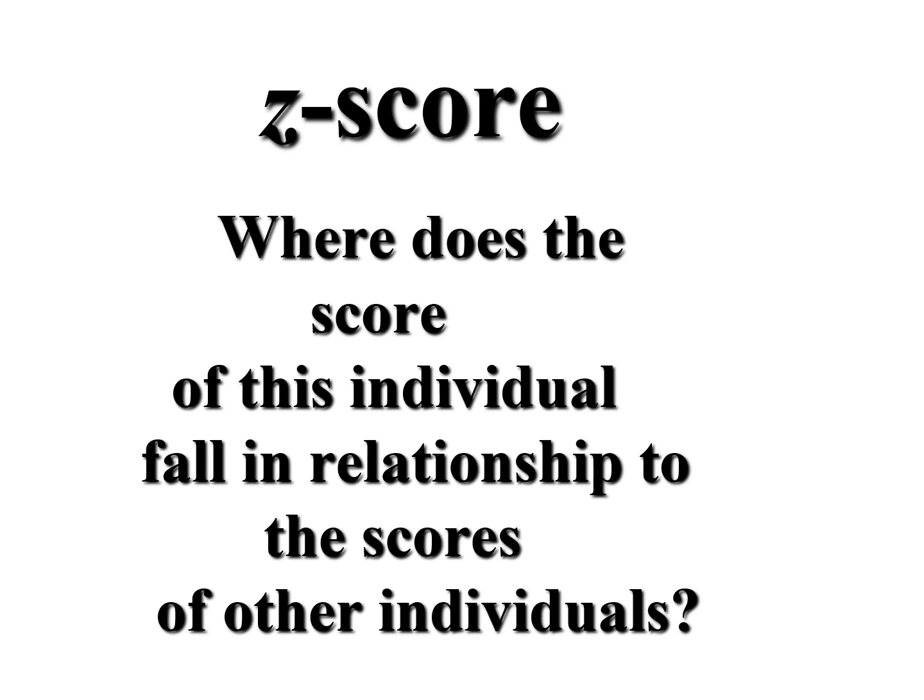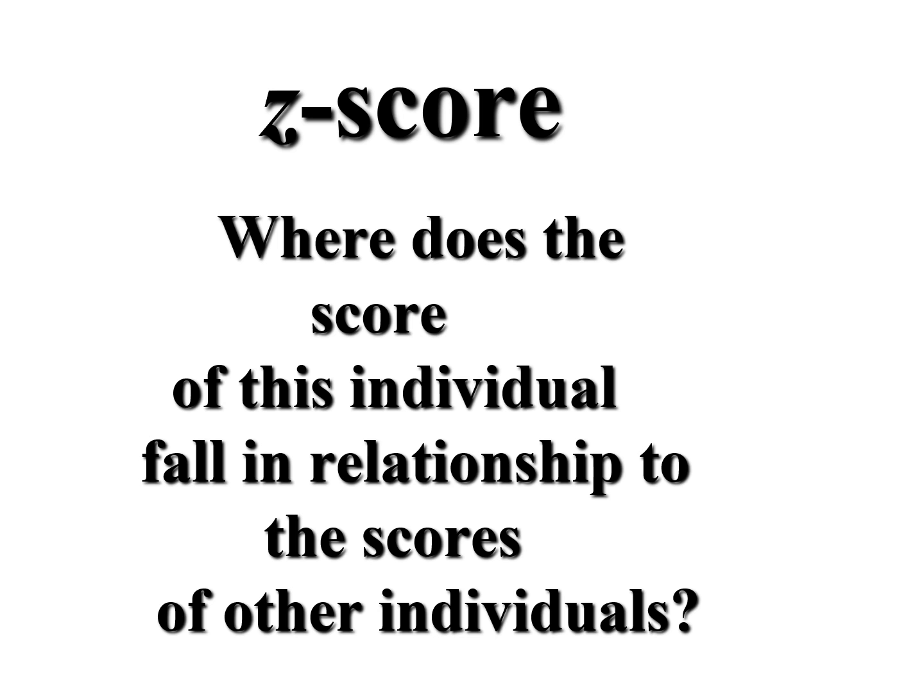A z-score tells us this. Where does the score of this individual fall in relationship to the scores of other individuals? For example, if an individual has a z-score of 0, we know that their score falls right in the middle of the scores of other individuals. Their score is average. If an individual has a z-score of 2, we know that their score falls very high in relationship to the score of other individuals. And if an individual has a z-score of -2, we know that their score falls very low in relationship to the scores of other individuals.